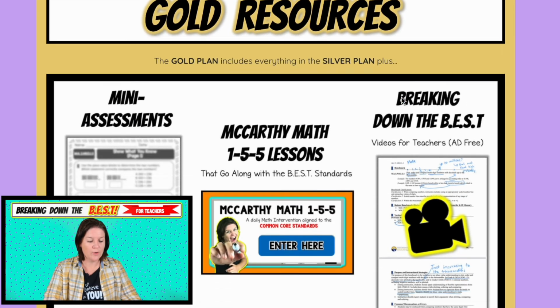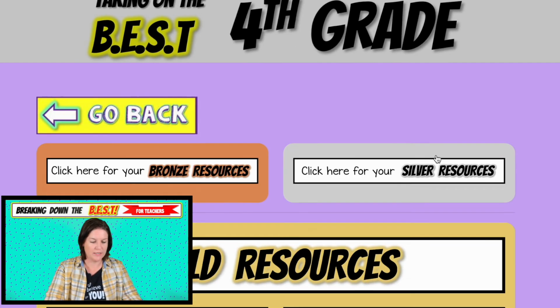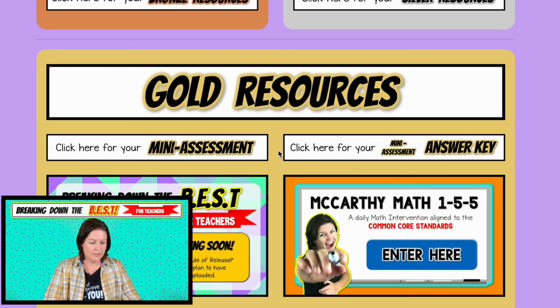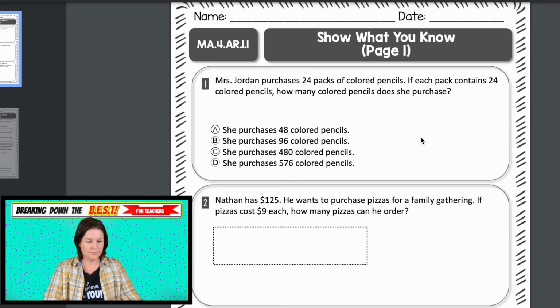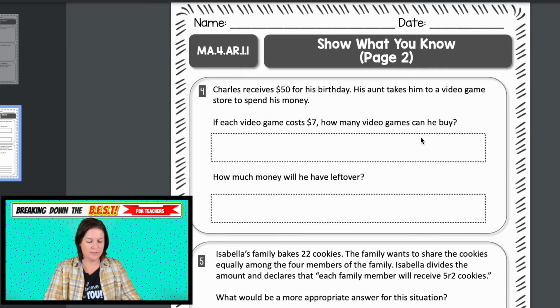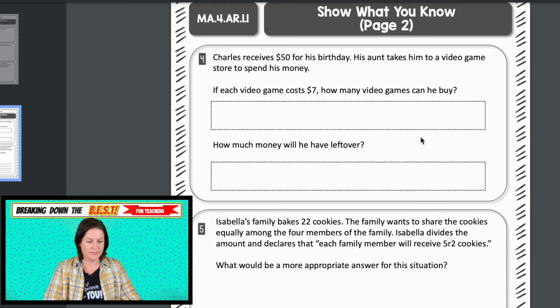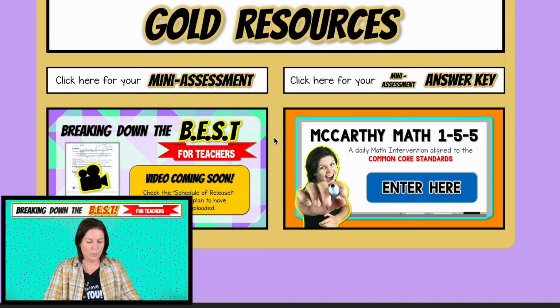And then if you are a gold member, you have access to even more. Let's check out what you have that aligns to this standard. We've got the mini assessment and the answer key. Here is a mini assessment with a variety of question types. There you go, all aligned to this standard of AR.1.1.